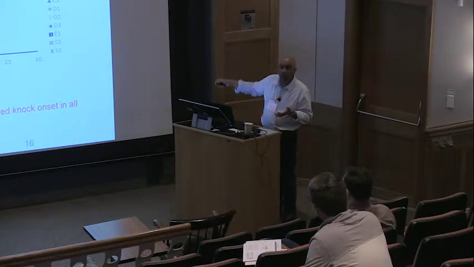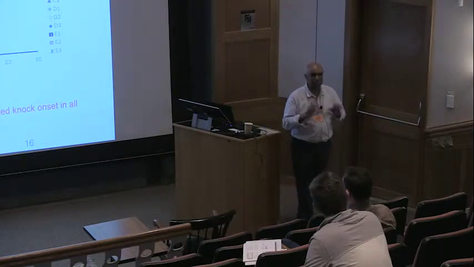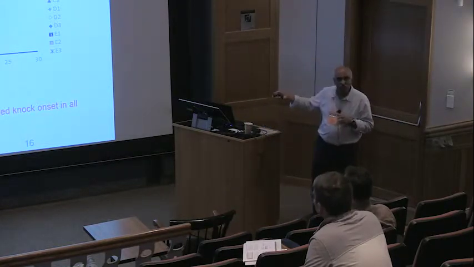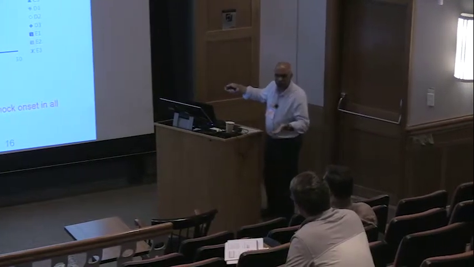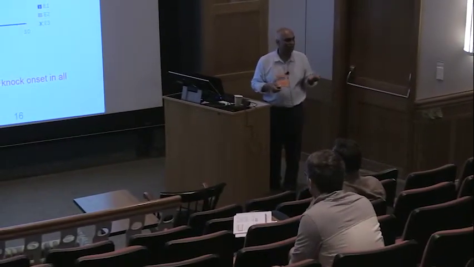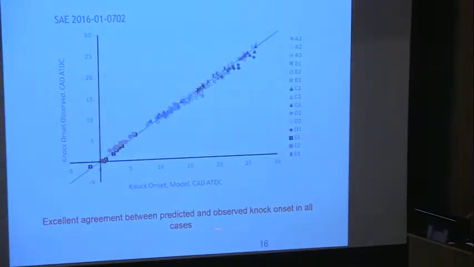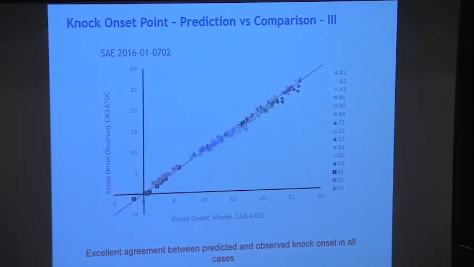But this is very useful. Now we have a validated model, and you can use this model for further studies. You can see what happens in this engine if we change the pressure, or what happens if we change the RON and MON of the fuel. Where will knock happen? So knock onset can then be predicted.